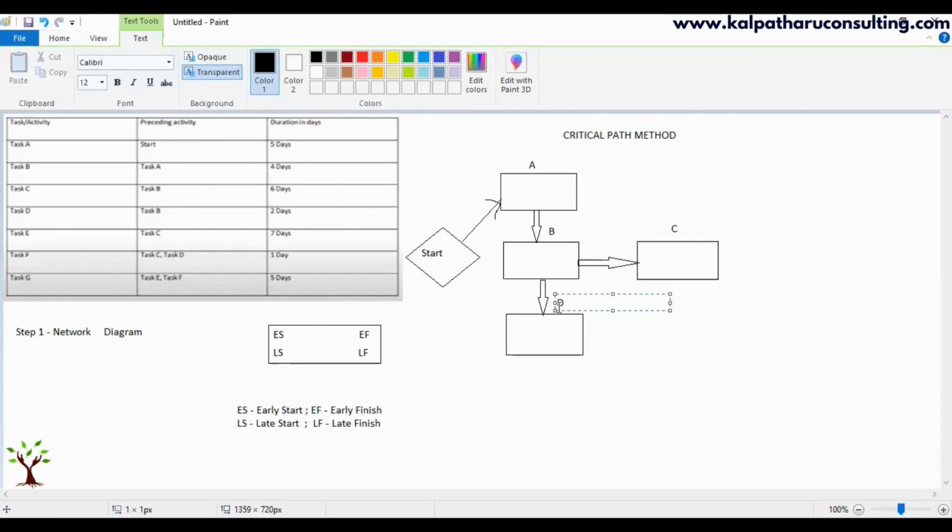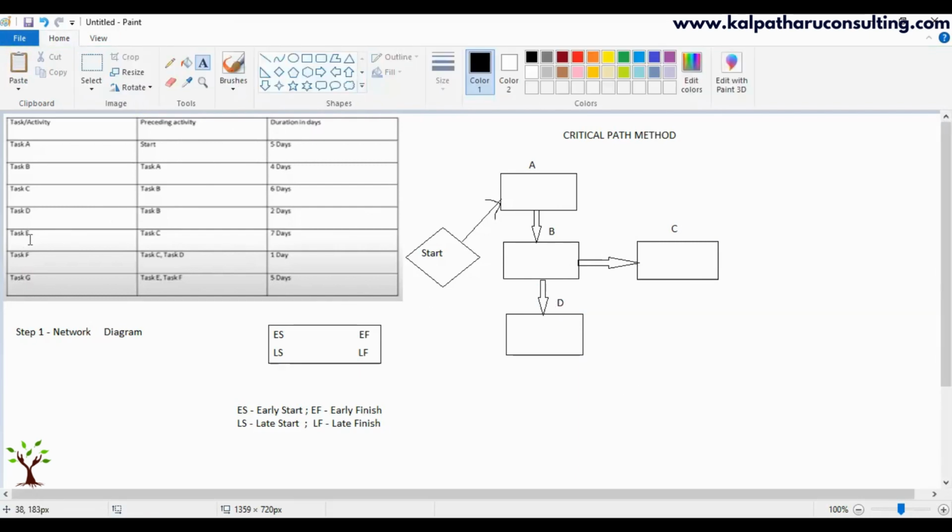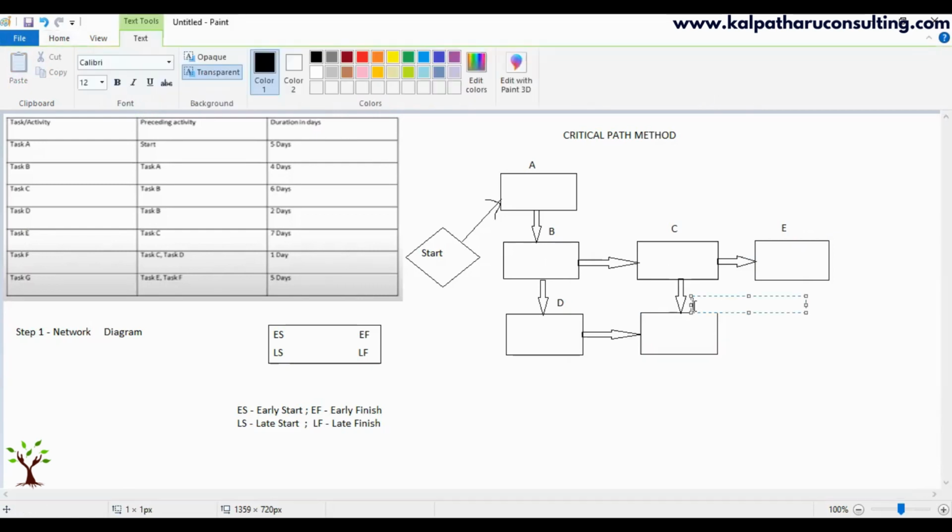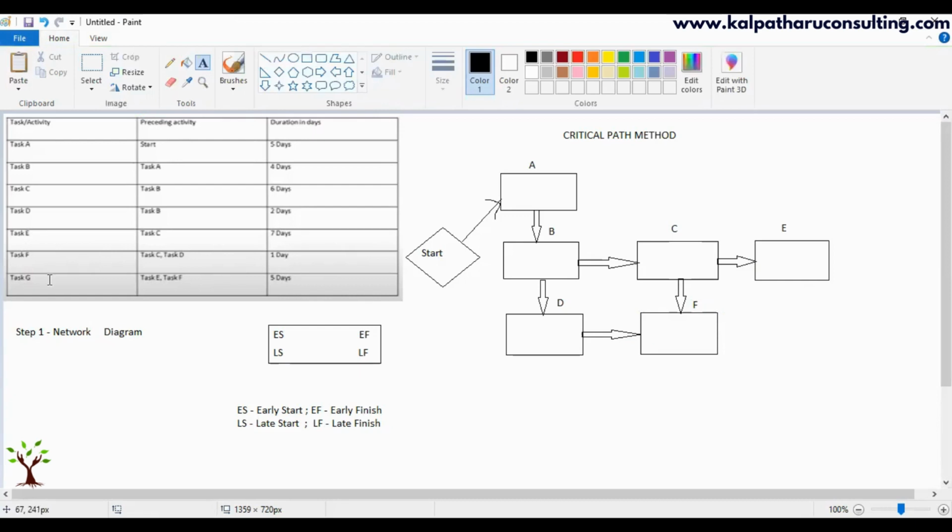And what is the next step? Task E. E comes after C. So C is here, so let us place E here. And then task F. F comes after C and D. C is here, D is here. So let us place task F here and connect it. And then task G, which comes after E and F. E is here, F is here. So let us place task G here.